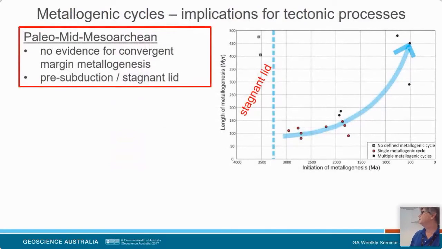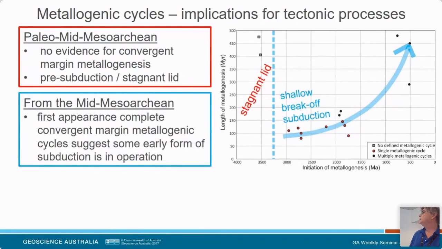The other thing is that people have come up with some ideas about the tectonic evolution. Early on, people talk about something called a stagnant lid, and I'll show you a diagram illustrating that later on. But in terms of metallogeny, you see no evidence for convergent margin metallogenesis. We don't see the CMMCs. It's thought to be pre-subduction and associated with stagnant-lid tectonics.